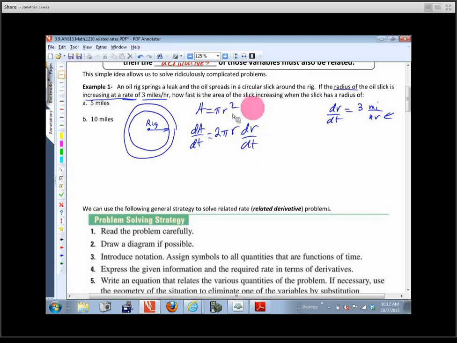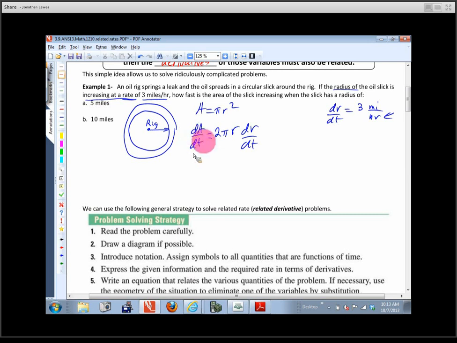So this was the equation that related the variables in the problem. This is an equation that relates the derivatives of those variables, or relates the rates of change of those variables. Again, that's why we call this section related rates. The rate of change for these variables is related through this equation. Okay? Now, in the original problem, we had two variables. How many variables do we have in this related rate equation?